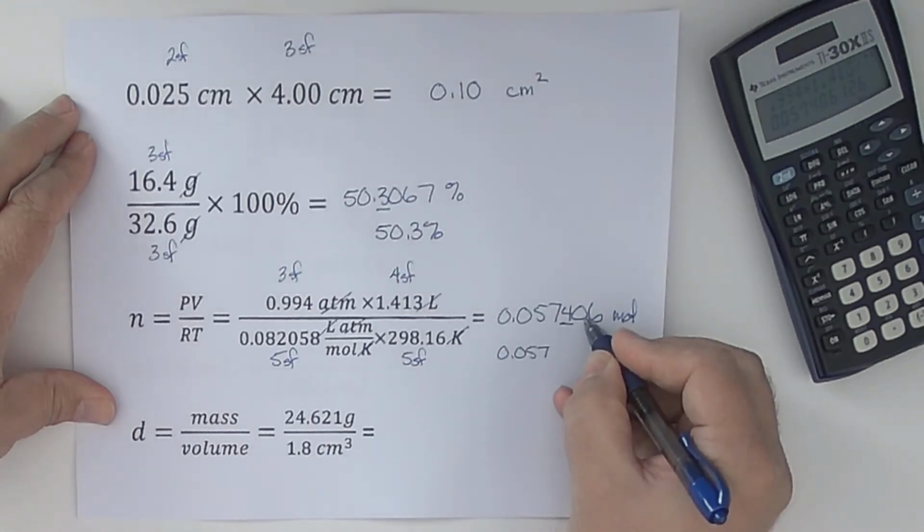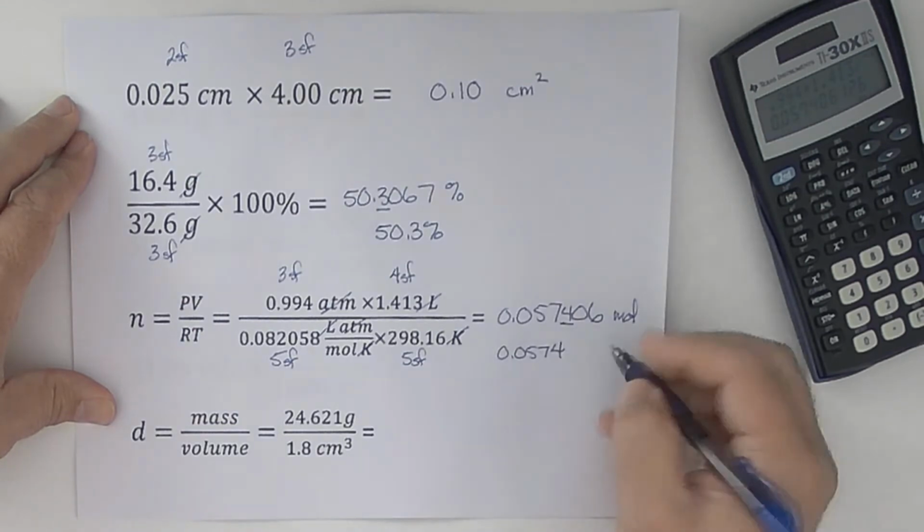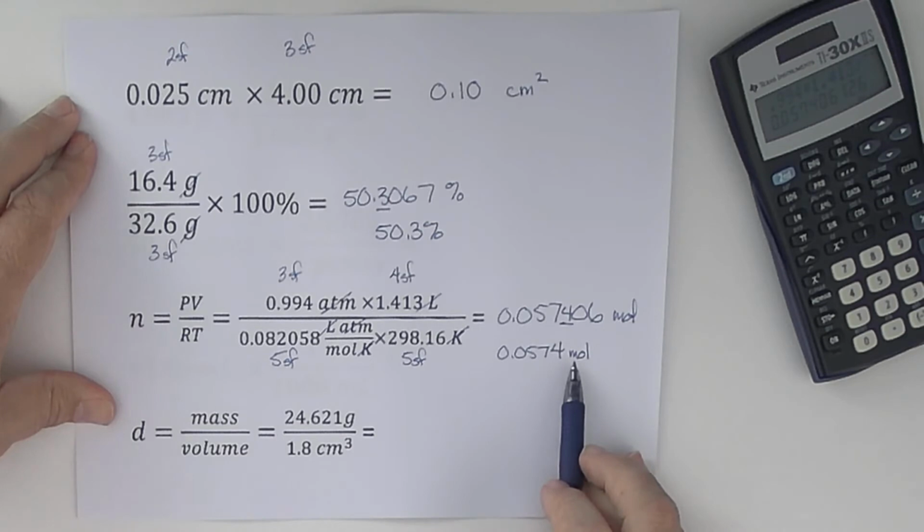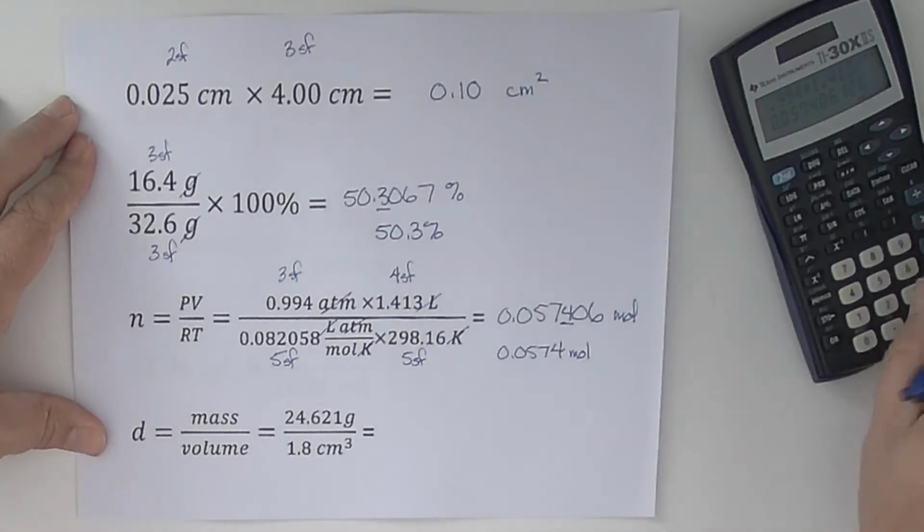0.057, that's a 0 to 4, so the number stays the same. Mole is the answer to this calculation. Okay, so one more, density.